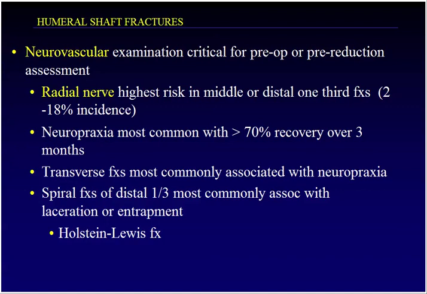So the recovery is actually expected to take quite a few weeks, and that's something that you need to counsel the patient about. And this is why, most commonly, when we see patients with radial nerve injuries with humeral shaft fractures, observation is the treatment of choice. If you have a transverse fracture, those are the ones most commonly associated with neuropraxia, and you really have to be aware of the Holstein-Lewis fracture, which is a spiral fracture of the distal 1/3 of the humeral shaft. Those are the fractures where the radial nerve can actually become entrapped in the fracture site.